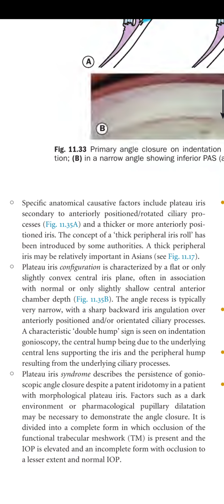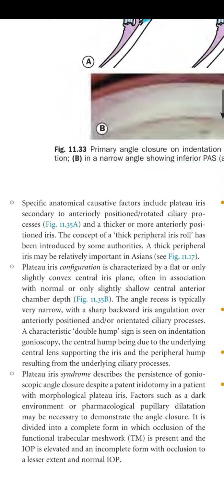Next is the plateau iris configuration. So I told you earlier, basically the iris is anatomically made such that its configuration is not normal. It is characterized by a flat or only slightly convex central iris plane, often in association with normal or only slightly shallow central anterior chamber depth. So in the plateau iris configuration, the central anterior chamber depth will be normal or only slightly shallow, but the angle will be closed because of the iris configuration.